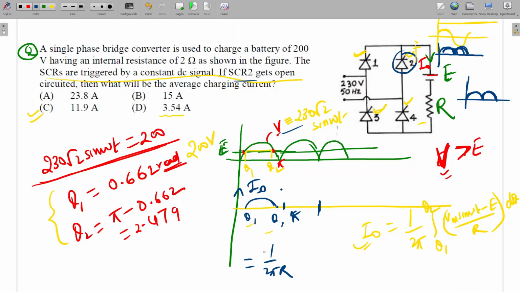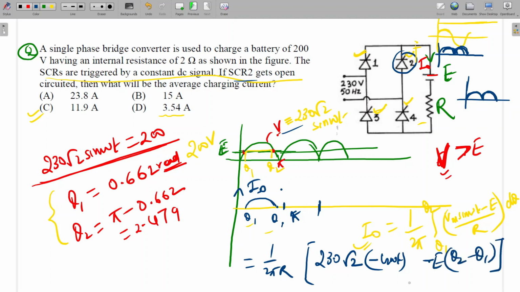We can take Vm outside, and inside only 1 upon 2 pi R, where Vm is 230 root 2. The integral of sin omega t will be minus cos, minus E times (theta 2 minus theta 1). Can anyone calculate this value? We are getting this or not? 230 root 2 times minus cos omega t from theta 1 to theta 2, minus E into (theta 2 minus theta 1).